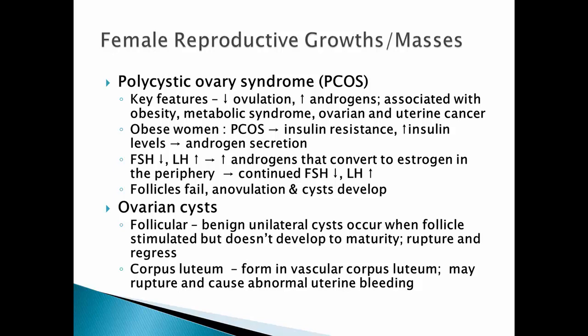A less common type of ovarian cyst is a corpus luteum cyst. These cysts actually form in that vascular corpus luteum. And when that happens and they rupture, they cause abnormal uterine bleeding. Now, the question then is, well, where do these actually come from? It's believed that these corpus luteum cells are cells that are left over after ovulation. Again, very vascular, but they generally regress unless they get bigger and bigger, and then they can cause abnormal uterine bleeding.